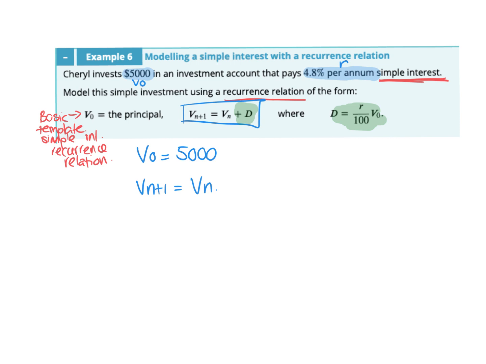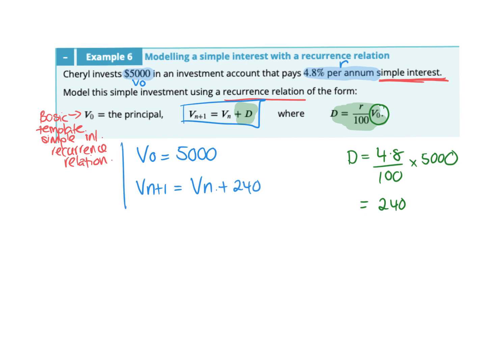So what I'm going to do is work out the D on the side, what the amount is. The formula says the rate, the R, so I do 4.8 over 100, and I have to times it by the V0, which I know is 5,000. So we do that on your calculators, and you'll work out what D is. Okay, so that was 240. So I can finish off this recurrence formula by writing plus 240.